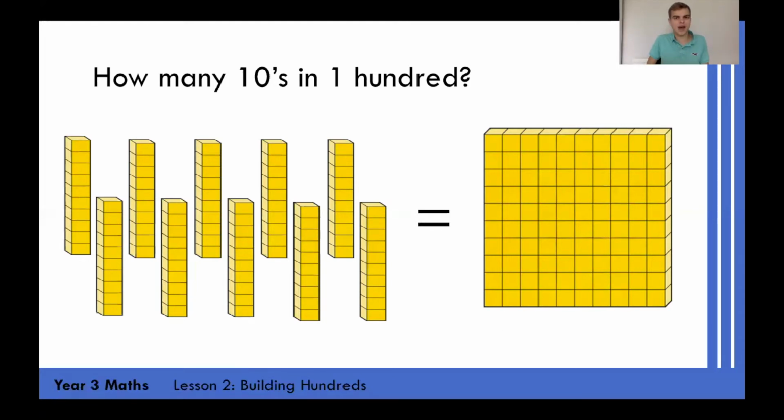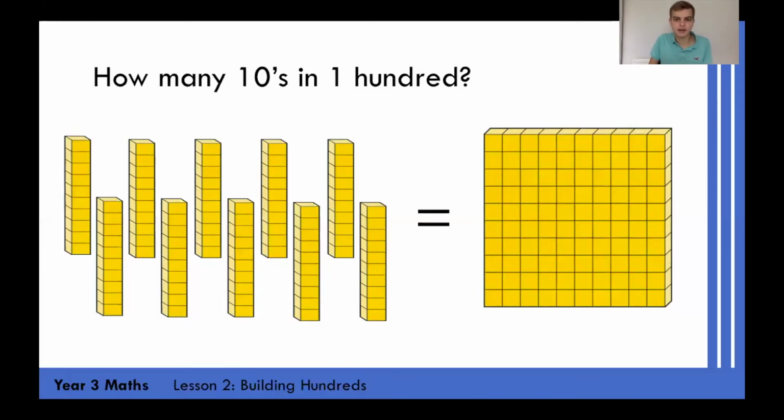And it makes a square, because we've got 1 stick of 10, 2 sticks of 10, 3 sticks of 10, 4 sticks of 10, 5 sticks of 10, 6 sticks of 10, 7 sticks of 10, 8 sticks of 10, 9 sticks of 10, 10 sticks of 10. So it's like putting all of these sticks of 10 together to make one lot of 100. So there are 10 tens in 100.